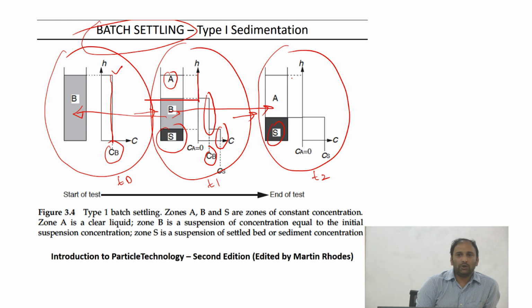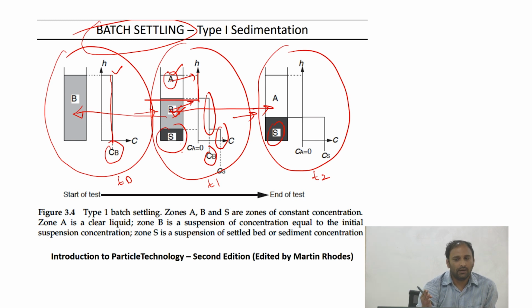What people do from this experiment is track the interface. If I look at the picture in the center, at some point in time I start seeing an interface between A and B. There's a clear interface that separates A and B, which forms at some instant in time. And then there's an interface between B and S that could start forming at some instant in time.